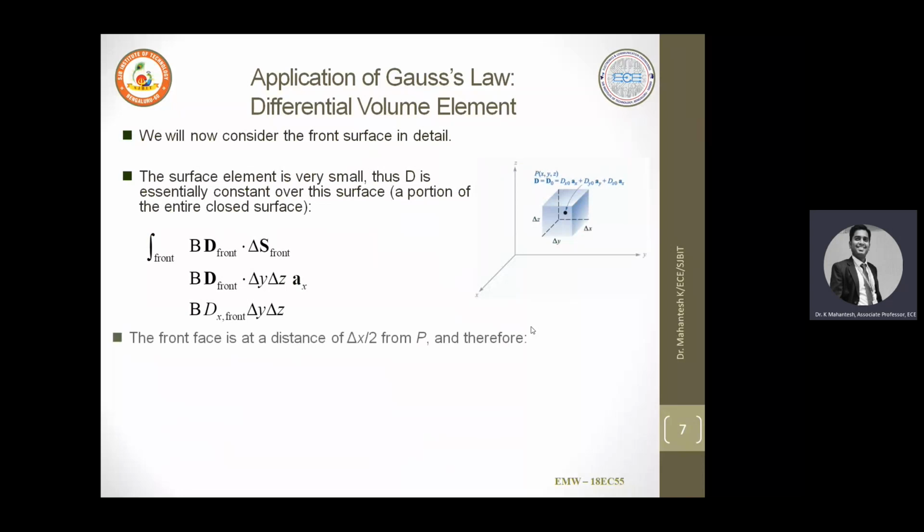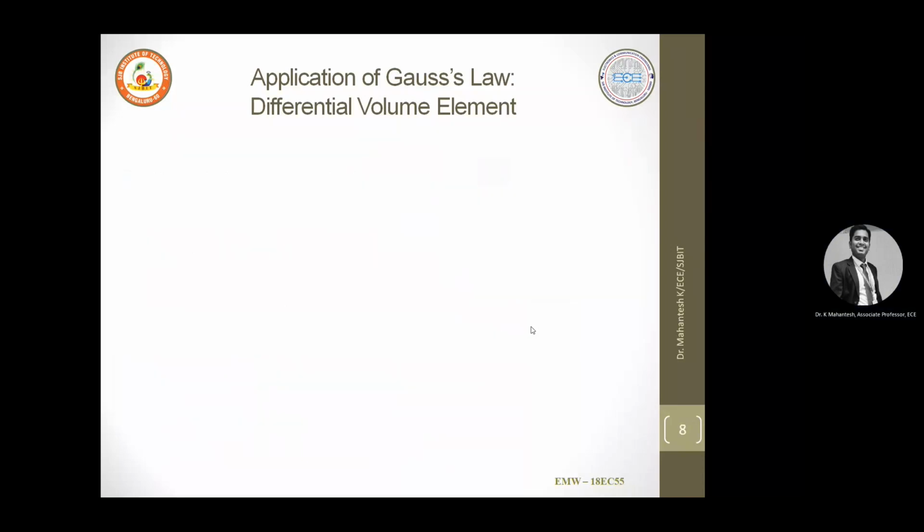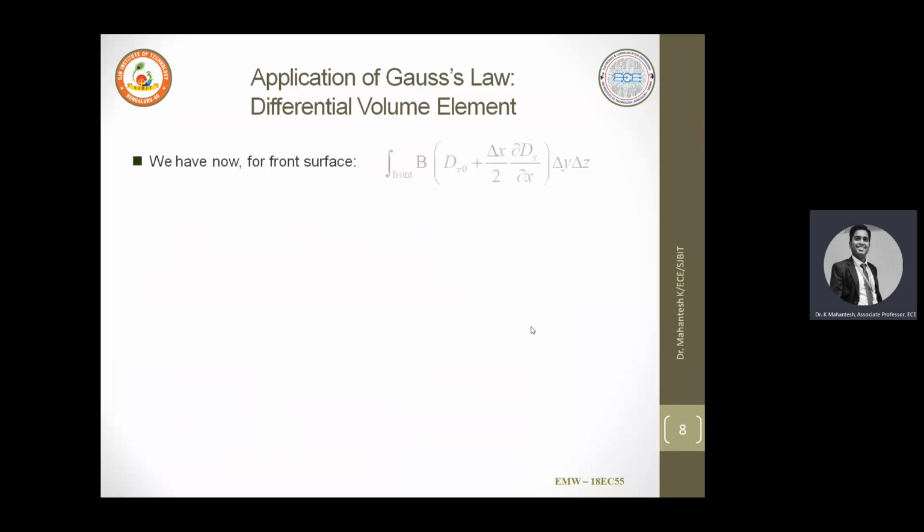The front face is at a distance of delta x by 2 from P, and therefore D_x front will be equal to D_x0 plus delta x by 2 into the rate of change of D_x with respect to x. So that gives me the equation D_x0 plus delta x by 2 times partial D_x by partial x. The integral over the front face is equal to D_x0 plus delta x by 2 partial D_x by partial x with respect to dy and dz. So that is the surface integral.